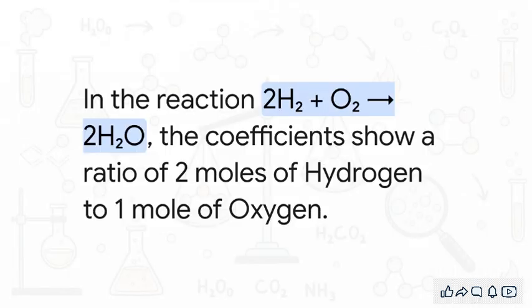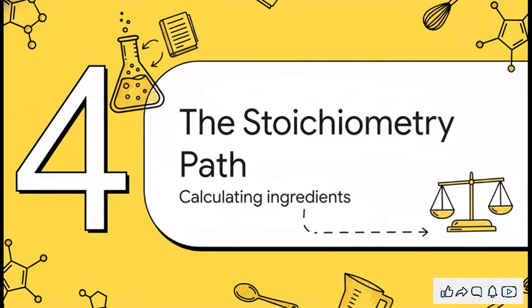And where do you find these ratios? Easy. You just look at the big numbers in front of each chemical. We call those coefficients. So for making water, the equation is 2H2 plus O2 gives you 2H2O. The coefficients tell us the recipe is super specific. You need exactly 2 moles of hydrogen for every 1 mole of oxygen. Okay, let's put it all together.